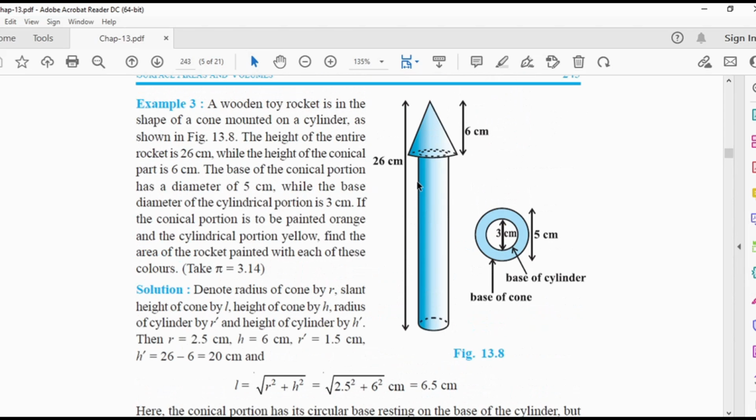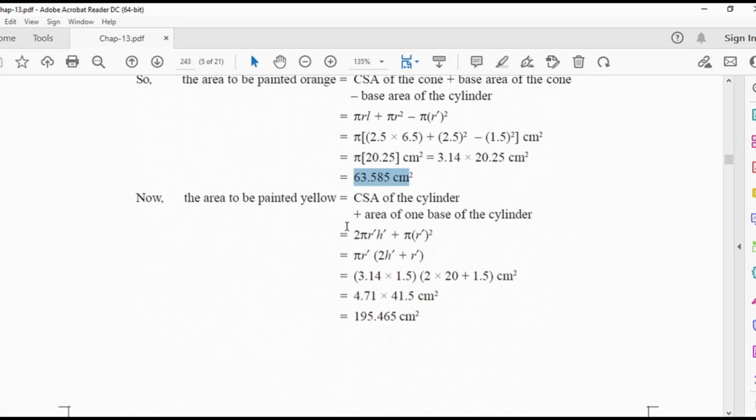Then what's the curved surface area of the cylindrical region of this rocket? So here of course we want to add curved surface area of the cylinder and one base area of the cylinder. Only that, right? We don't need the total surface area because the top side or one of the bases of the cylinder we don't want to color yellow. So you can see here, area to be painted yellow: curved surface area of the cylinder plus area of one of the bases of the cylinder. So use the formulas and give the values, you will get the final answer.